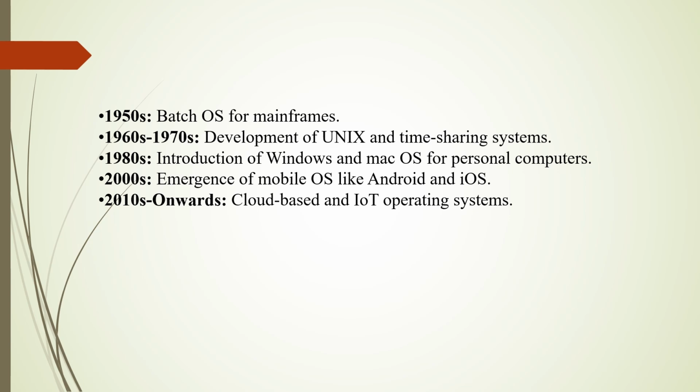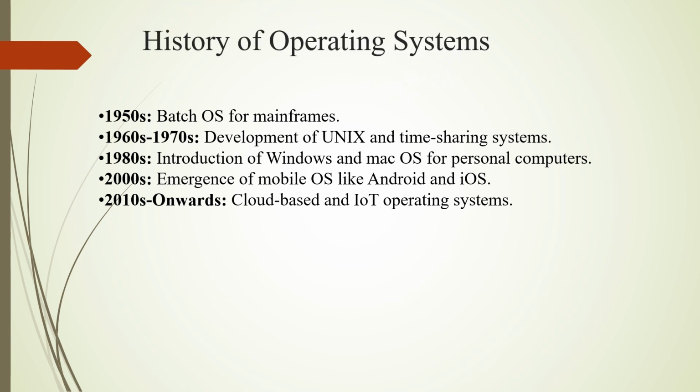History of operating systems. In the 1950s, the base of batch OS for mainframes. In 1960 to 1970, development of UNIX and time sharing systems. In 1980, introduction of Windows and Mac OS for personal computers. In 2000, emergence of mobile OS like Android and iOS. From 2010 onwards, cloud-based operating systems.